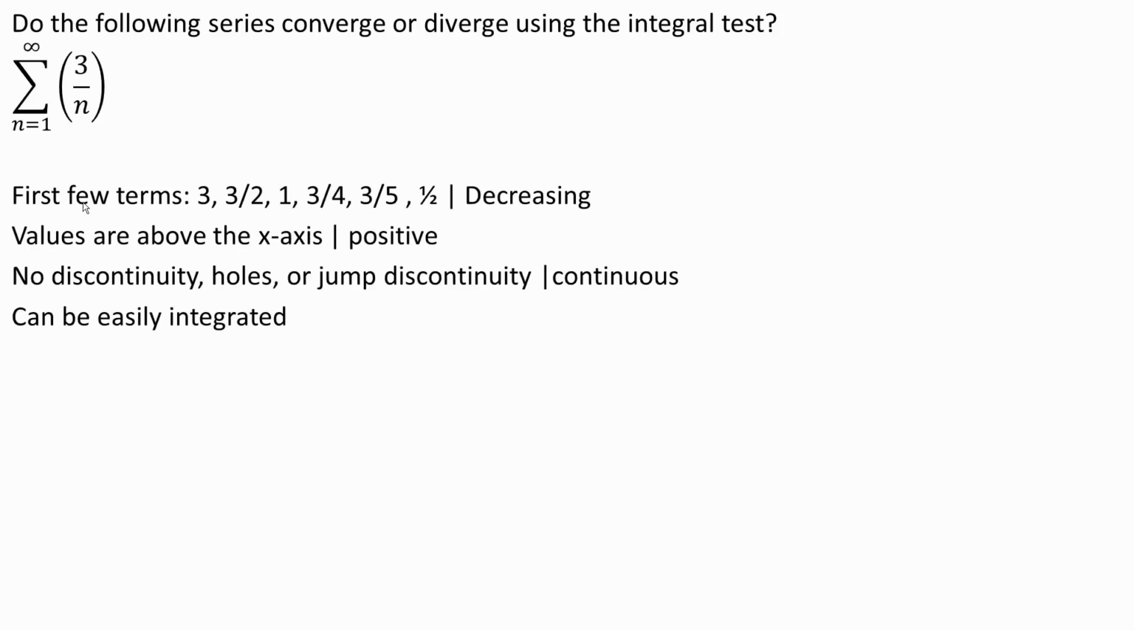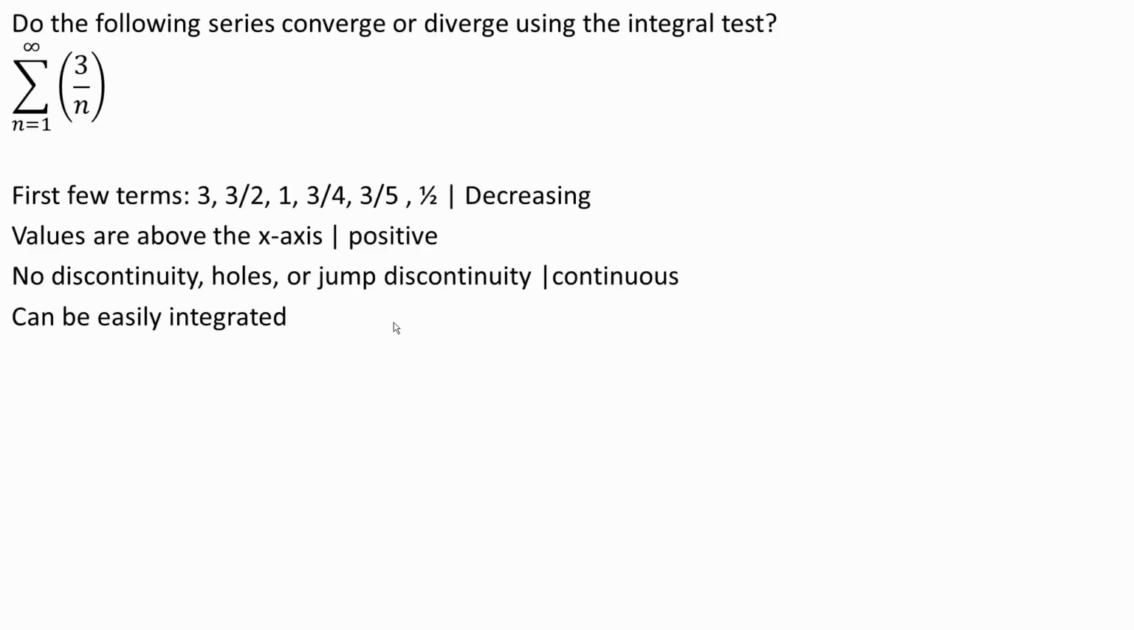The first thing we need to look at is whether it's decreasing. So the first few terms: if n is 1, you get 3; n is 2, you get 3/2; n is 3, you get 1, and so on. So you can clearly see that it is in fact decreasing. Next you can ask, are the values above the x-axis, or is it positive? Here you can see all these terms are in fact positive. Next, is there any discontinuity? Is it continuous? We're not dividing by 0, and so it is in fact continuous.